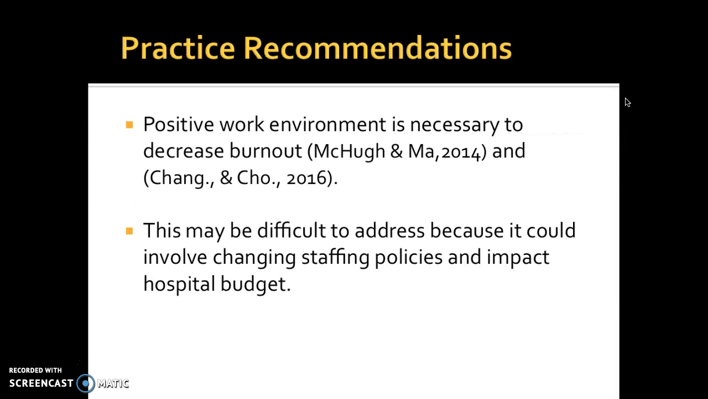So the practice recommendation is that a positive work environment is necessary to decrease staff burnout. This may be difficult to adjust because it could involve changing policies in order to increase staffing, which could impact the hospital budget. It could also mean addressing things such as bullying, and that could be difficult, knowing where to start, what the source of bullying is, and how to fix it. So the recommendation is ultimately for a more positive work environment, but because there are so many variables that can play into a positive or negative work environment, it would be a difficult recommendation to fully employ and implement.